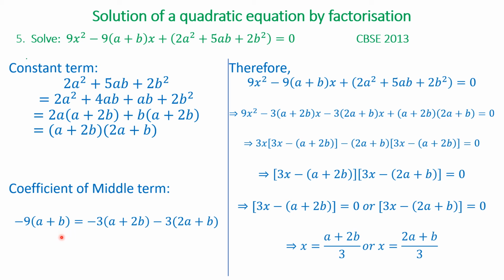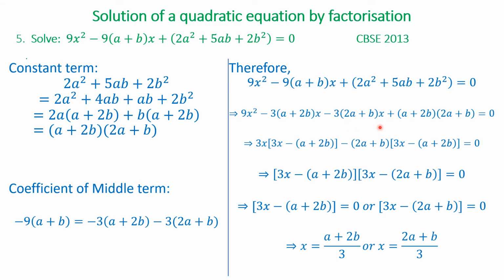So I come back to the original question, 9x squared minus 9(a + b)x plus the constant term is equal to 0. I'm splitting the middle term as minus 3(a + 2b)x and minus 3(2a + b)x, and the constant term I'm splitting as I have already factored it. And then from these two, I take out 3 and x common. That will give me 3x left over here, and over here minus, and 3 has gone, x has gone, so only a plus 2b is left over here.